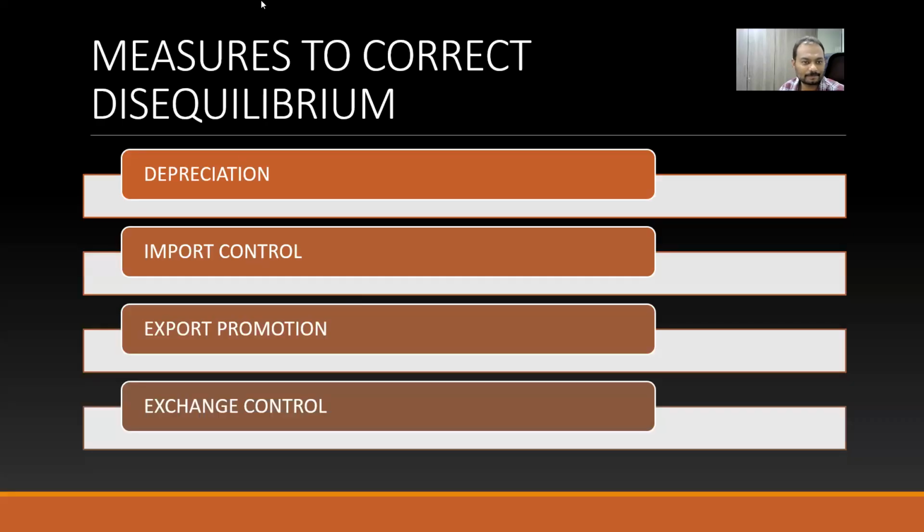Please read the heading for me. What is the second measure to correct disequilibrium? Import control. What is import control? I told you one thing earlier. Should we reduce our imports? Yes, sir. To correct the disequilibrium, should we reduce our imports?